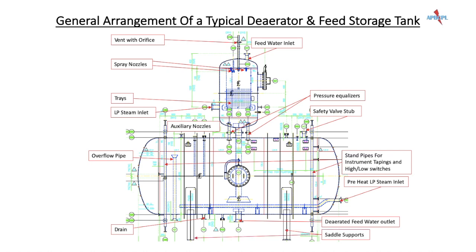Saddle supports the deaerator and feed water storage tank. Out of the two supports, one support shall be fixed and the other shall be with provision for thermal expansion movement. The movable support is sometimes mounted on a copper plate or a Teflon sheet. The support shall have slotted bolt holes to allow the thermal expansion movement, and the bolts are generally hand-tightened only.